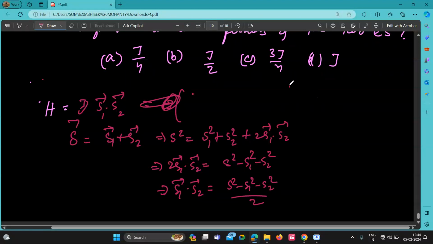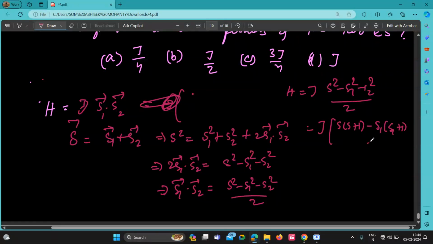So H is equal to J (S squared minus S1 squared minus S2 squared) divided by 2. Now S squared is S(S+1) ħ squared, minus S1(S1+1) ħ squared, minus S2(S2+1) ħ squared, whole divided by 2. We know for two electrons S1 is half, S2 is half. But S values are half plus half and half minus half, that is 1 and 0.